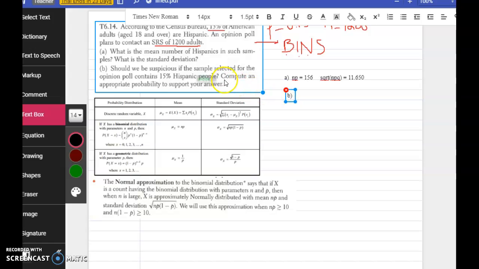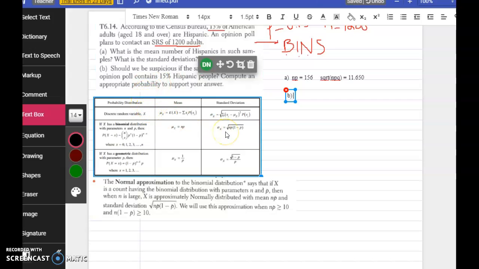So part B: should we be suspicious if the sample selected for the opinion poll contains 15% Hispanic? Meaning, should we be surprised if we get a probability, let's just call it H for Hispanic, that H is greater than or equal to 0.15? Or I can't say 0.15, sorry, let me rewind. I've got to find 15% of 1,200, and that's going to give me 180. So should I be surprised if I get 180 or more? So I get this, I'm going to call it H again, greater than or equal to 180.